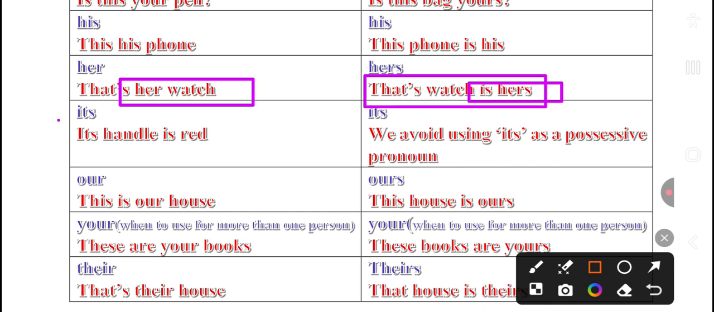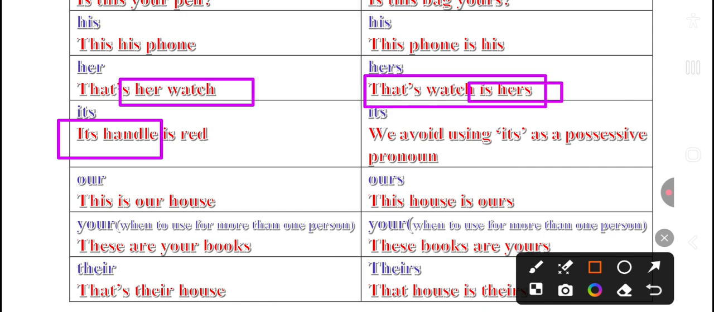And next, its handle is red. Here, its is acting as a possessive determiner and handle is a noun. That's why it is called a possessive determiner. But on the other hand, we avoid using the word its as a possessive pronoun.